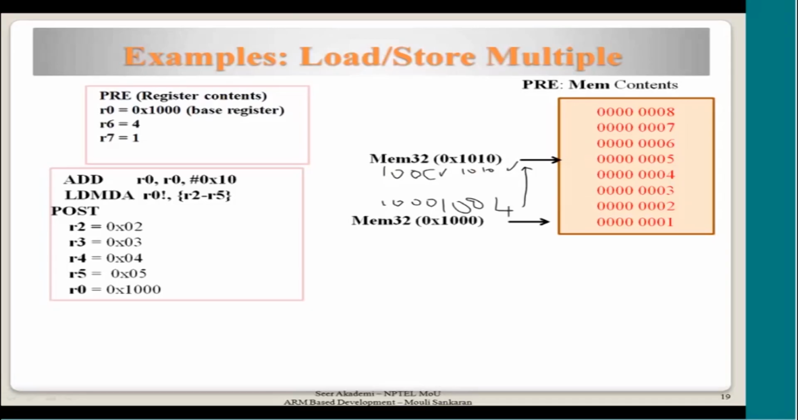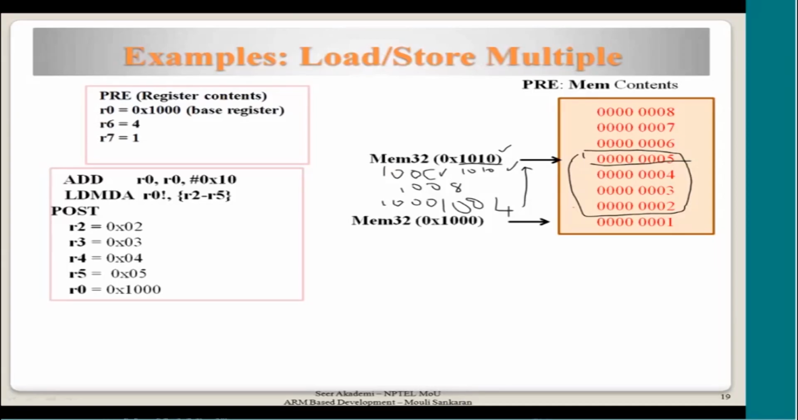Here it says decrement after. That means it is interested in accessing some data which is pointed to by this address now. So it should make sure that this is also included, from here to 4 words. So from 1010 to 1004, what are the addresses? 1000C, 1008 and 1004. That's all. 1010 also. So these are the addresses it is going to be accessing memory from.